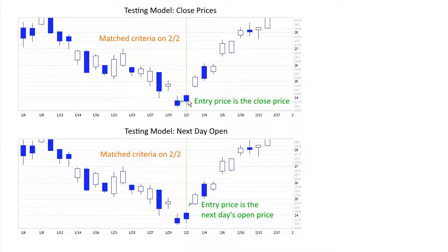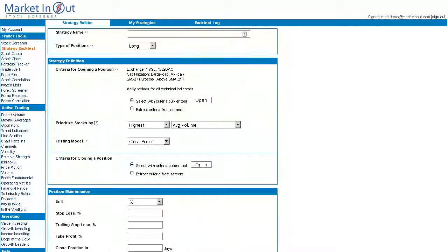In the case of a next day open value, the position will be added with entry price equal to the open price the next day the stock matched the criteria. I will leave this as the default close prices value.